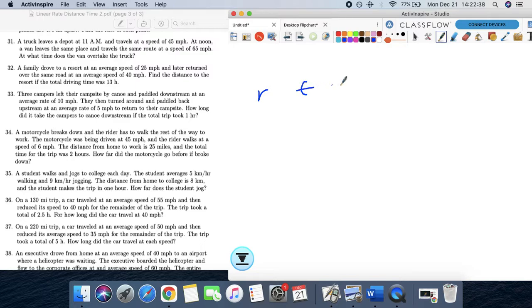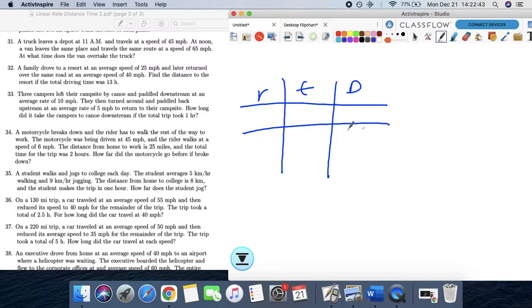So RTD. It's the first column. Again, same type of problem. So let's call that leg A, part A of the trip, and leg B of the trip. Okay, so the car traveled 55 for some part of the trip, and then reduced the speed to 40. The total trip was 2.5 hours. So if for leg A he spent t hours driving at 55 miles, leg B would be 2.5 minus t.